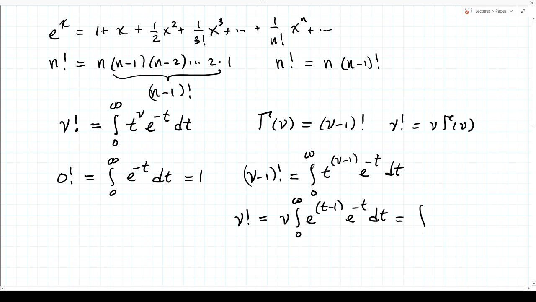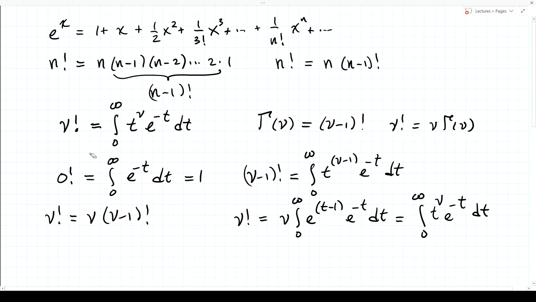Is equal to this integral up here, t to the nu, e to the minus t, dt. In other words, you can do this by integration by parts. You can break this into this form. And so that tells you that this definition satisfies the recursion formula that nu factorial is equal to nu times nu minus 1 factorial, just like the regular factorial function does.